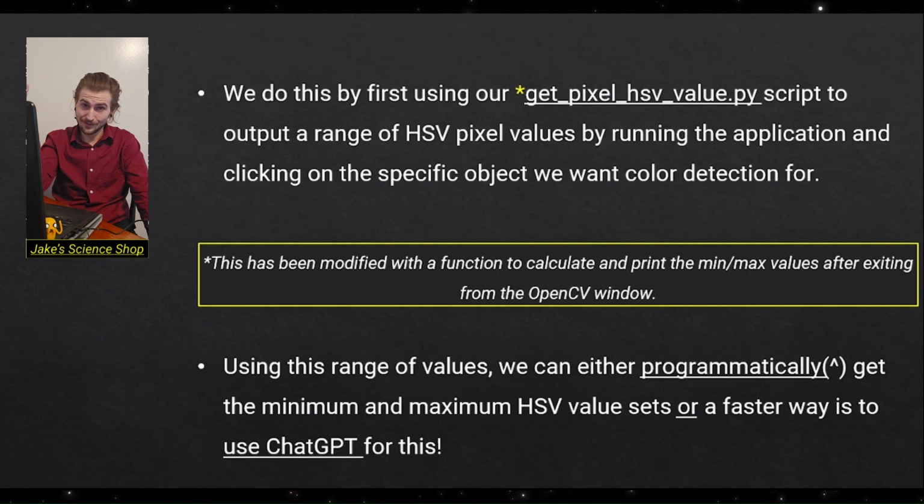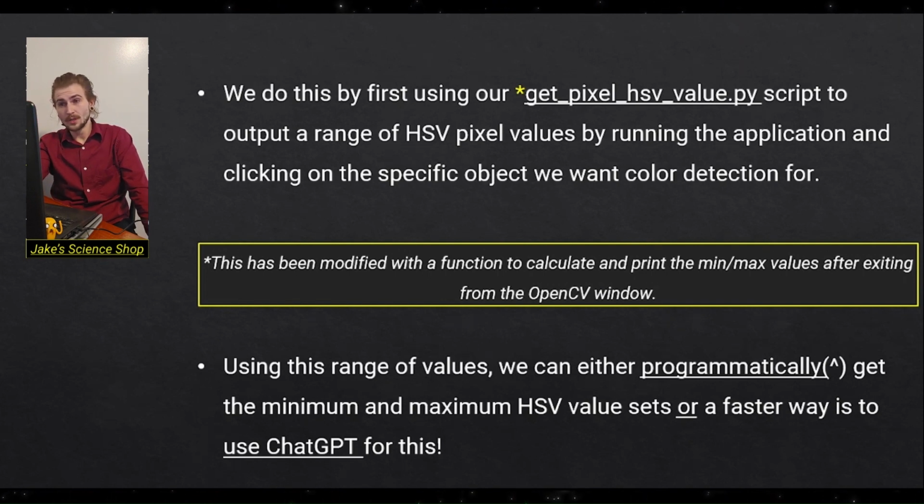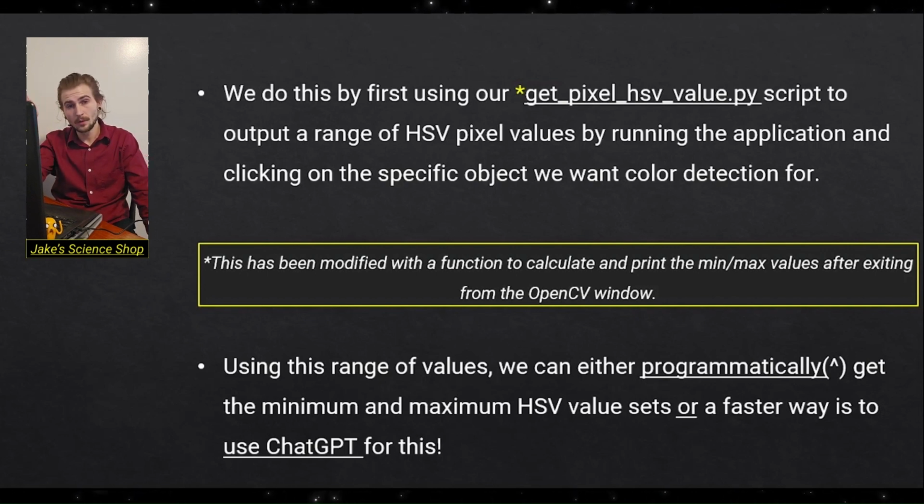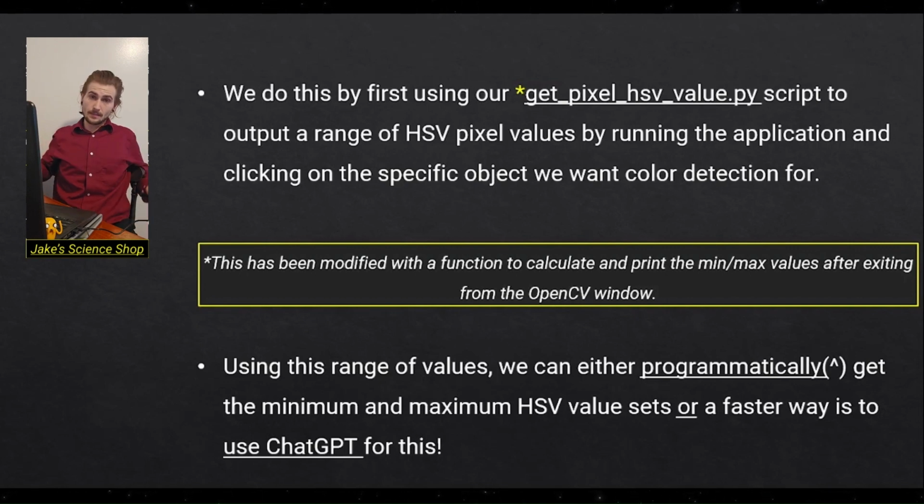So how do we do this? Well, we do this by first using our get pixel HSV value script, and we use this to output a range of HSV values. And then we can use this range and essentially get the minimum and maximum of all of those values. Now, I've got a little note here. We modified the HSV pixel value script so that we can just click on our object, and once we close out of the window, it'll output those minimum and maximum values for us. Now, that's the programmatic way.